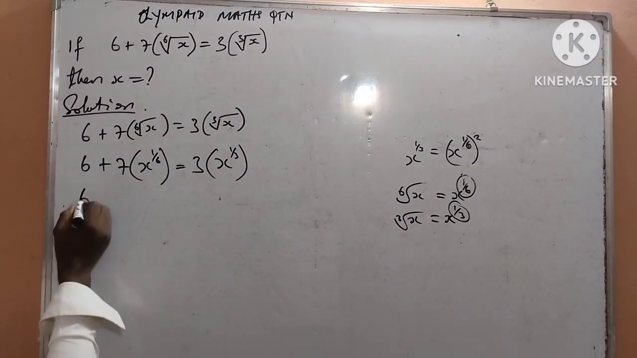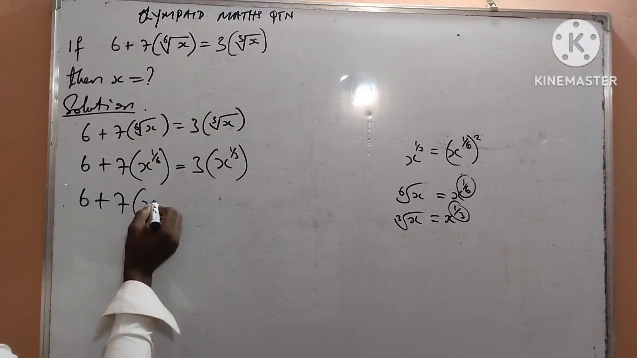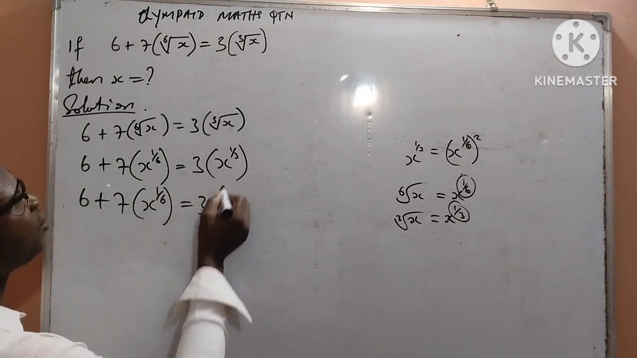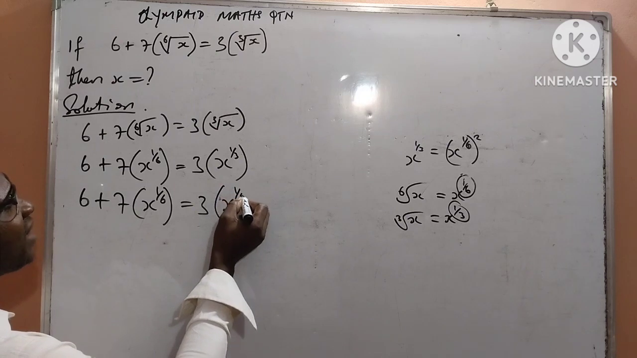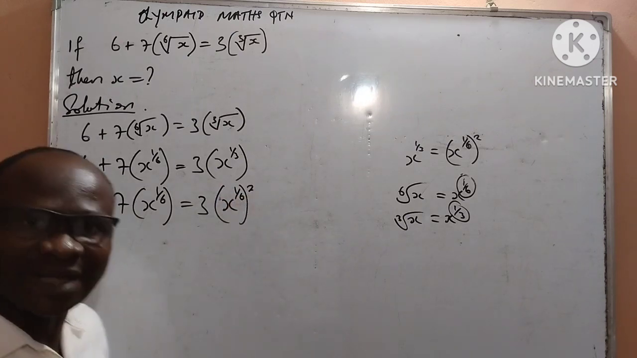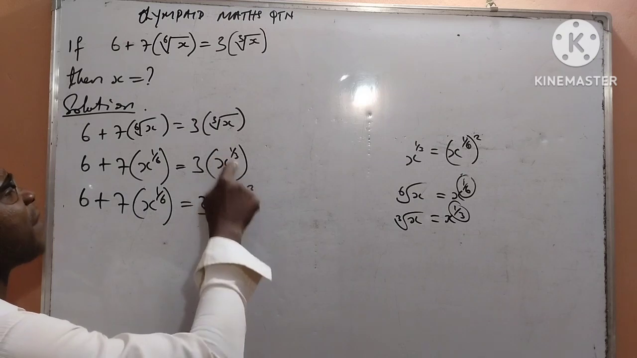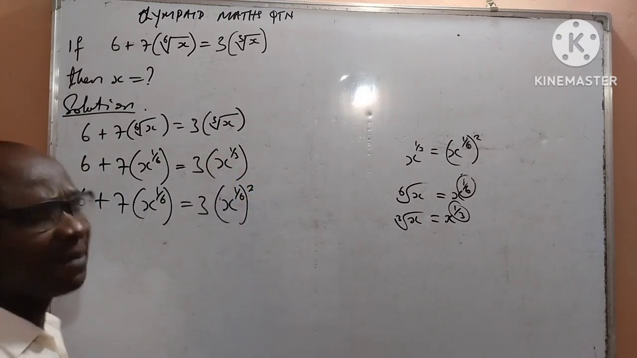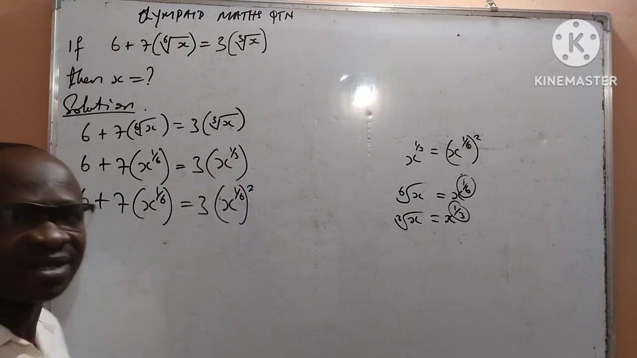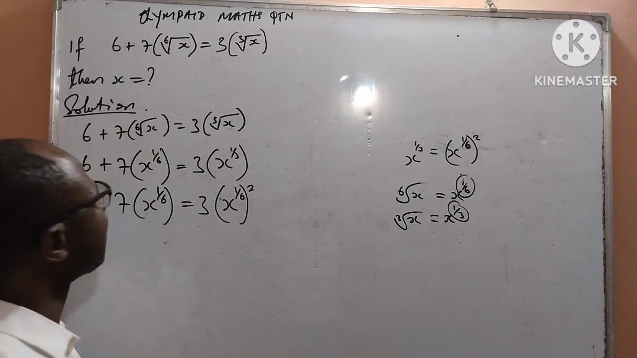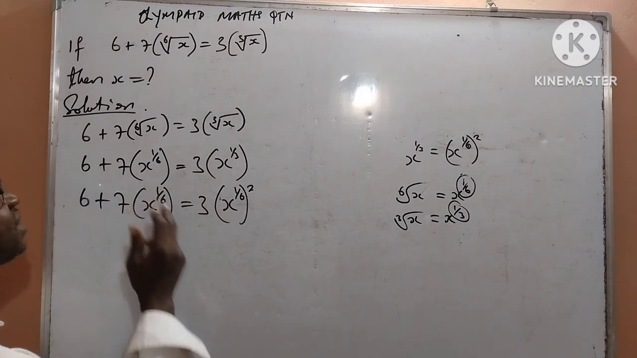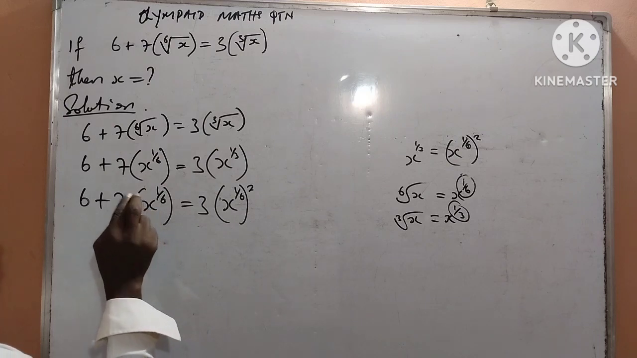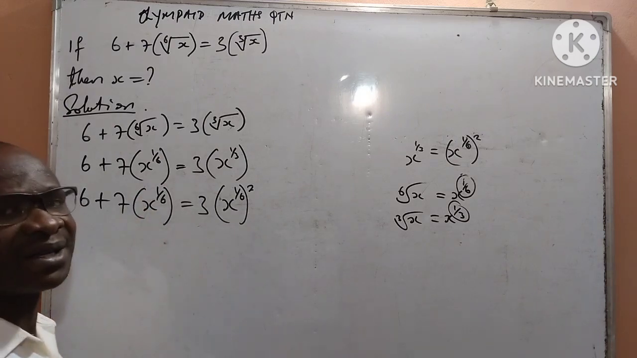And that will now give me 6 plus 7 into x raised to power 1 over 6 is equal to 3 into x raised to power 1 over 6, all raised to power 2. What I have done now is that I have changed x raised to power 1 over 3 to become x raised to power 1 over 6 multiplied by 2, which is the same thing as x raised to power 1 over 3. Why did I do that? So that I can let x raised to power 1 over 6 be something. And when I do that, it will work for me from the left hand side to the right hand side.